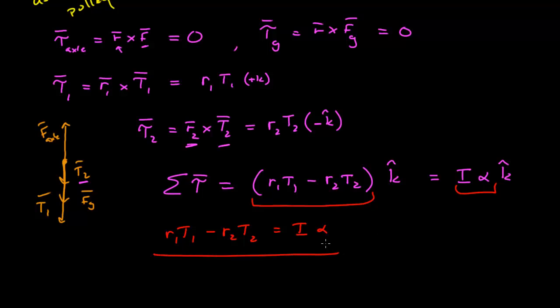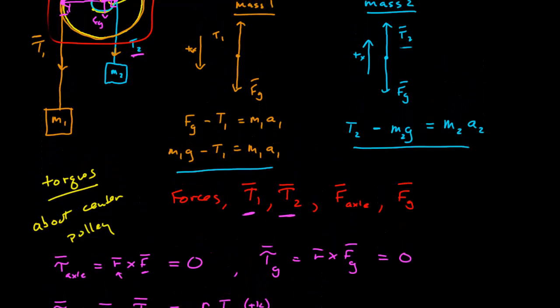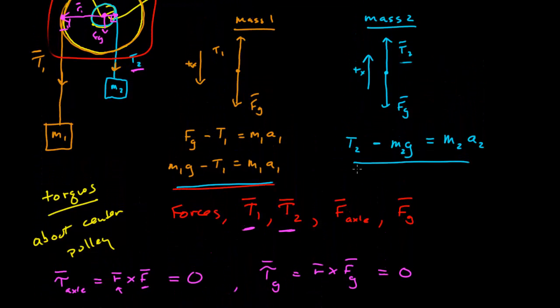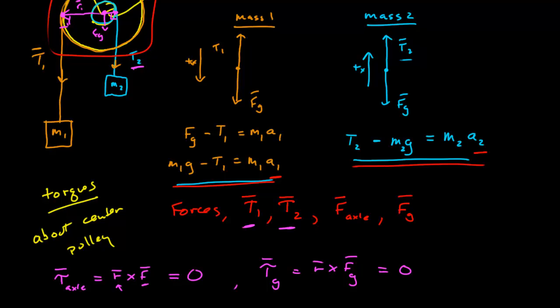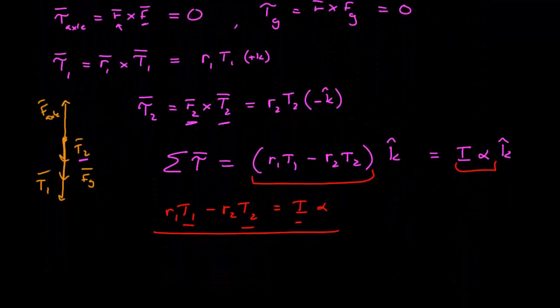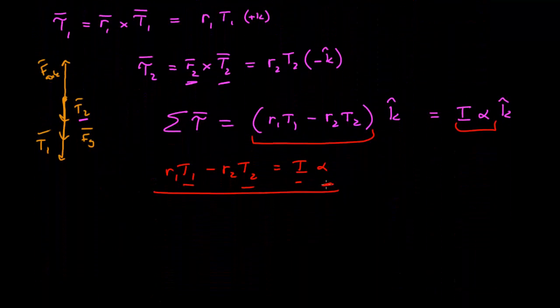Okay, so I want to find alpha. I know my radii. I don't know T1 and T2, so I have 3 equations but 5 unknowns. I have T1 and T2, which are unknown, but I also have a1 and a2, and they are also unknown. All right, so we need to be able to link a1 and a2 to my angular acceleration. So how do I do that?